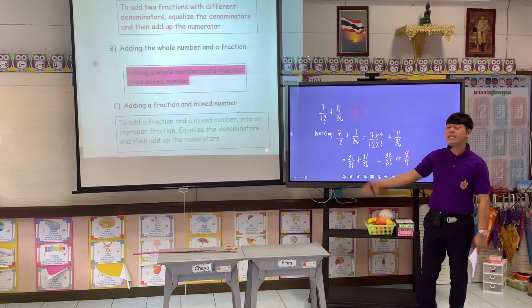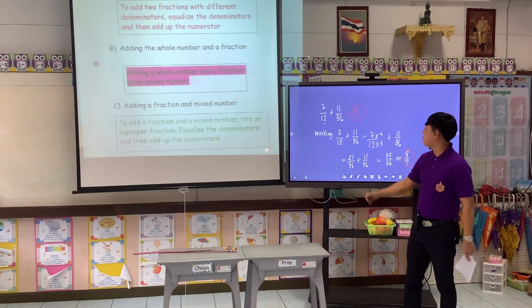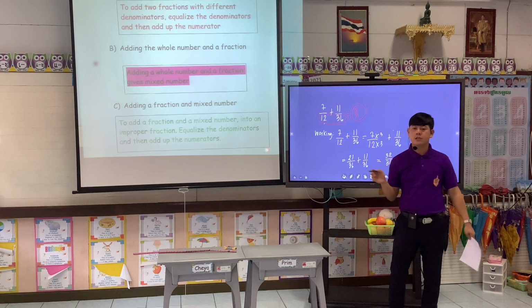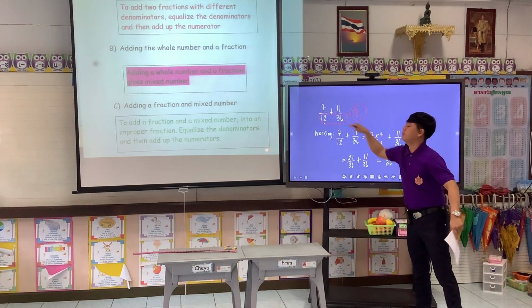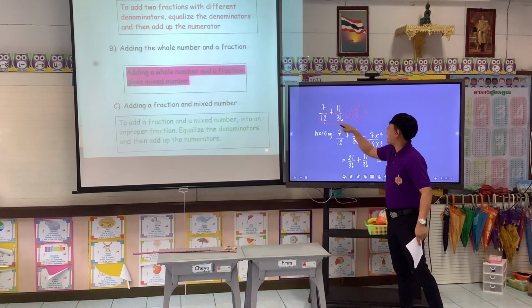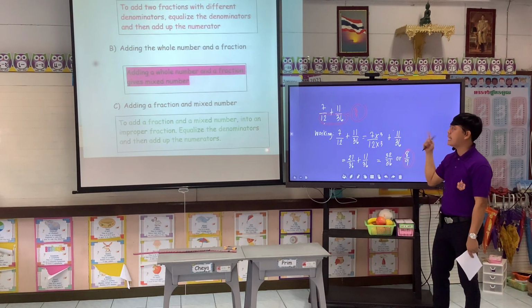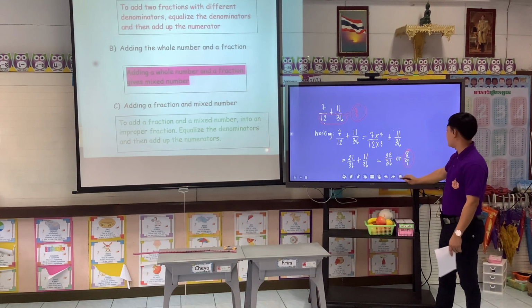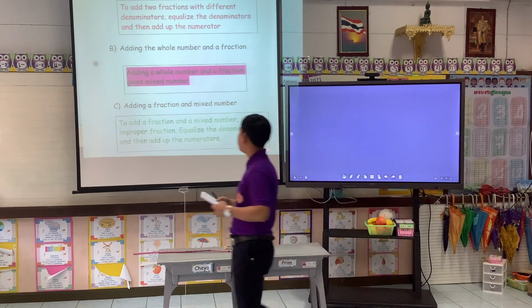Okay, this is what we call adding fractions with different denominators. The denominators are not the same, so we can find numbers to multiply so that they will be equalized. Okay, do you understand? Okay, very good. So I need to erase this. Okay, next, adding the whole number.